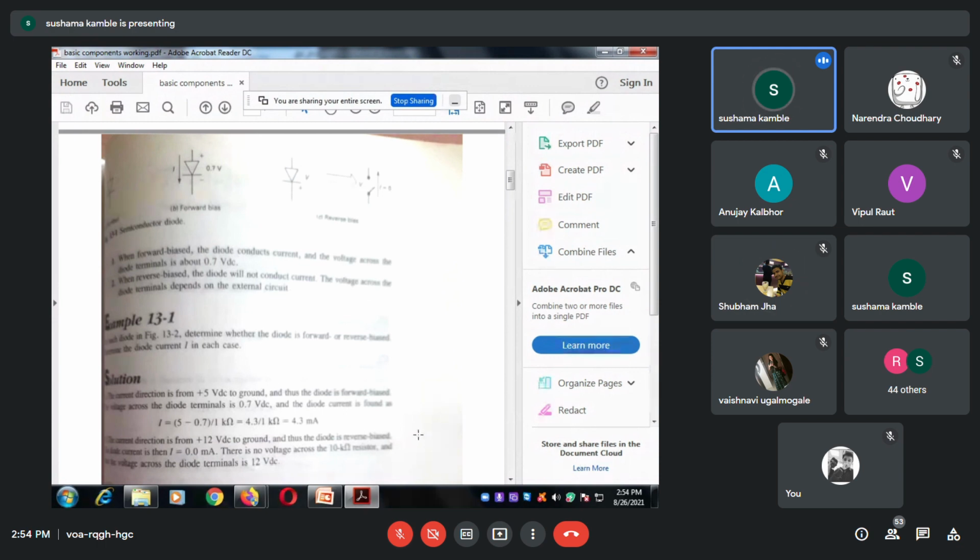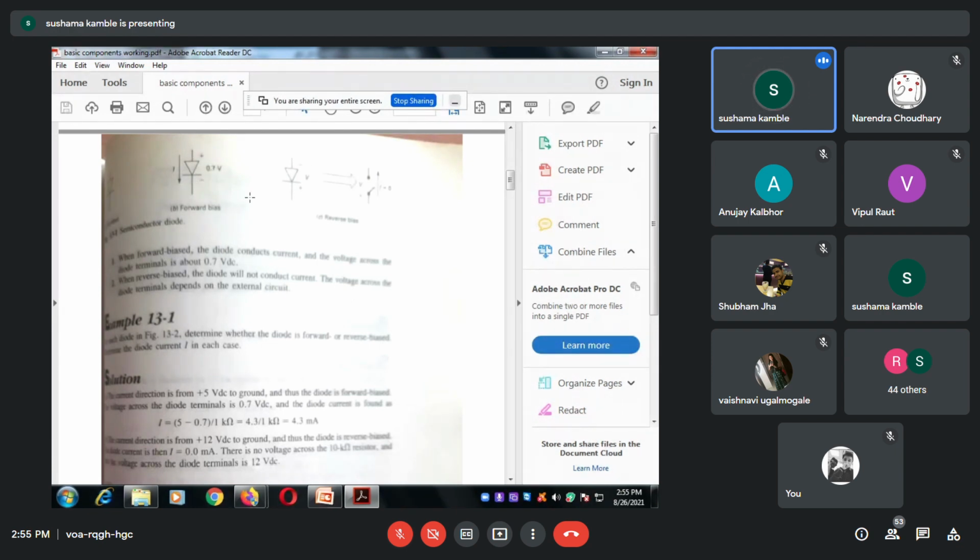Okay, so what is my question? When the diode is going to be on, how much voltage is needed to turn on the diode? 0.7 volt. Okay, so at that time we say that the diode is forward biased. So when the diode is forward biased, it conducts current, and the voltage across the diode terminals is 0.7 volt. See the polarity: this is plus and this is minus.